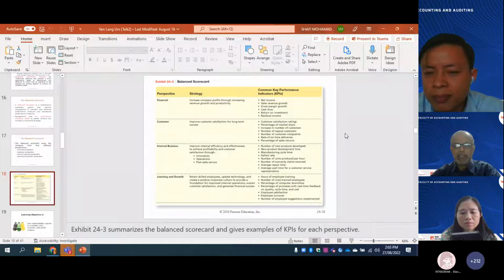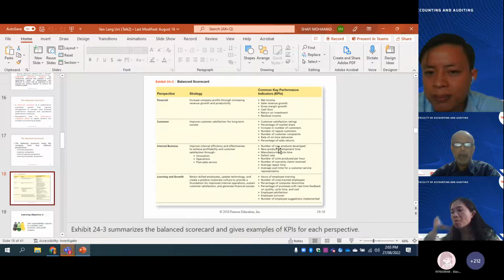For financial aspect, these are the KPIs. For customer relation, these are the KPIs. For internal business, these are the KPIs. For learning and growth, these are the KPIs. So we have a way of measuring.